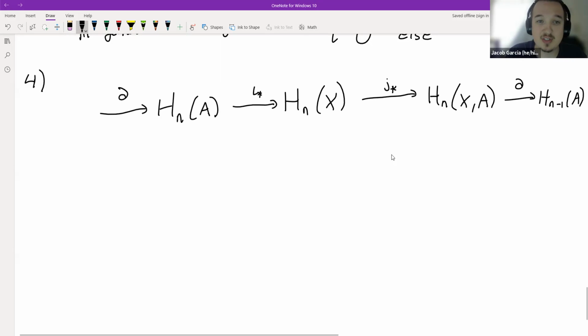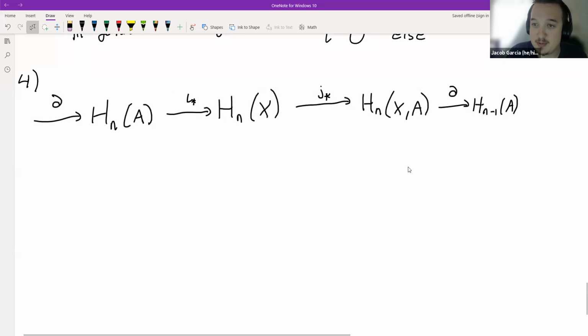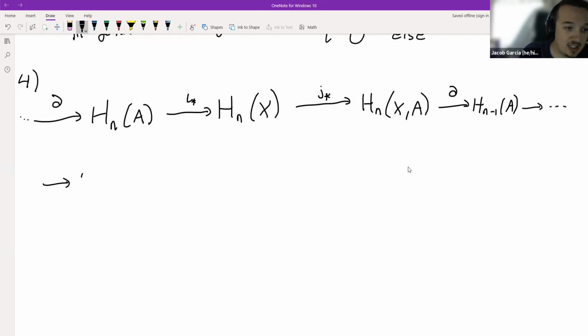And I'm going to give myself slightly more space so that way I don't leave my long exact sequence hanging. There we go. The way that I like to think of these as induced by inclusion is actually to write these when I'm thinking about them slightly differently, like this.